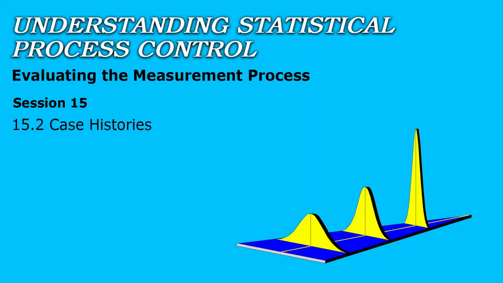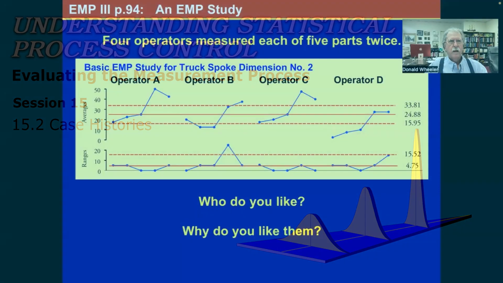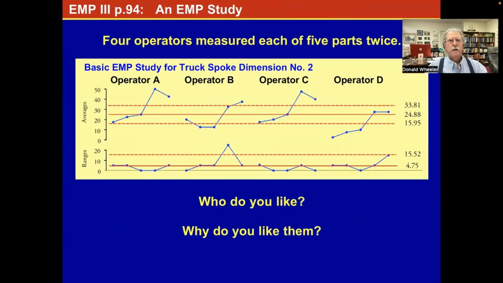We now turn to Chapter 7 of Evaluating the Measurement Process to consider some case histories of EMP studies. Well, let's look at a few case histories. 4 operators measured each of 5 parts twice. Who do you like? And why do you like them?